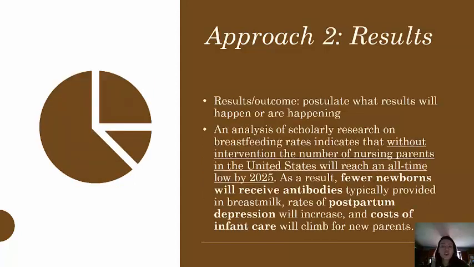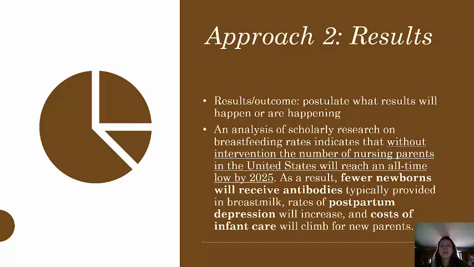In approach 2, I would be talking about results. The results are an outcome. I might be postulating about what results will happen or are happening because of a phenomenon or a problem. So essentially, this is me talking about the end game, what I think is going to happen.